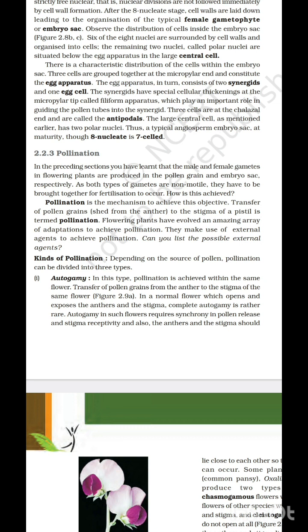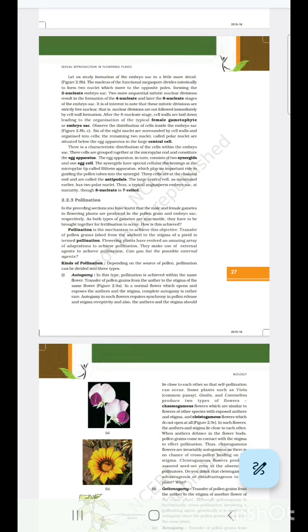So at first, pollination. What is pollination? It is the mechanism of transfer of pollen grains released from the anther to the stigma of the pistil of a flower. It can be of three types: autogamy, geitonogamy and xenogamy.